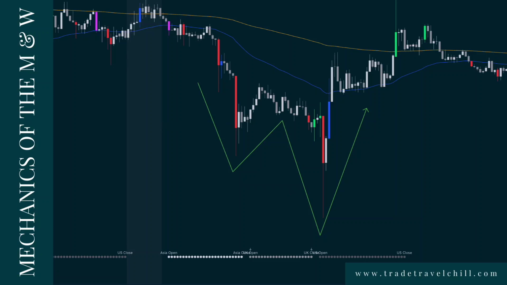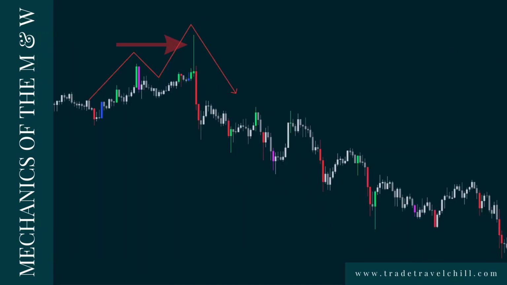What it means is either the market makers are spiking the stops of the traders who got it right on the first low, or they didn't get enough commitment on the first low, so they have to drop it again lower to pick up more contracts. This works the same way with the M having a higher high in comparison to the first peak.